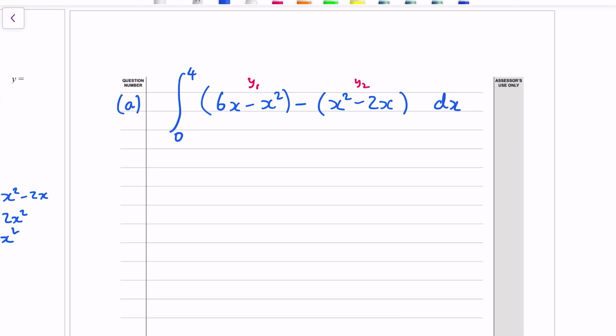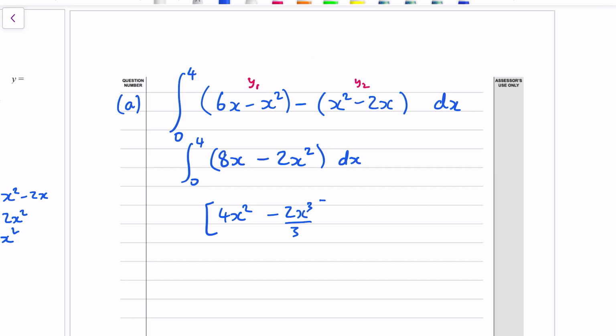So that can simplify. 6x minus 2x is 8x. Negative x squared minus another x squared, and we're integrating that between 0 and 4. 8x antidifferentiates to 4x squared, minus 2x squared antidifferentiates to minus 2x cubed over 3. And if we sub in the 4, subbing in 0 obviously cancels, we get an answer of 64 thirds.